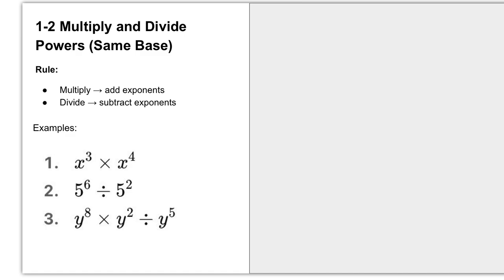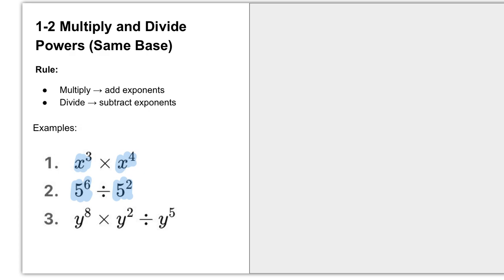Multiply and divide powers with the same base. That is very important. We have algebraic expressions in here, x, which means a number that is unknown, and numbers. Let's go ahead and start with the multiplication rule. The rule is when you multiply exponents with the same base, that means you have to add the exponents. When you're dividing, you subtract the exponents. Well, what does this mean?